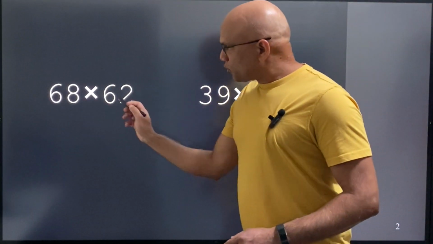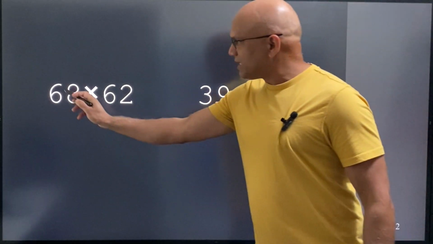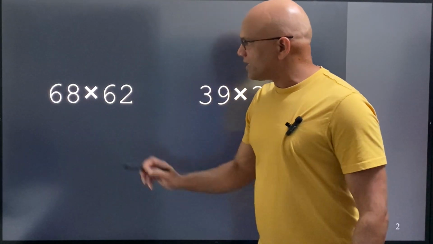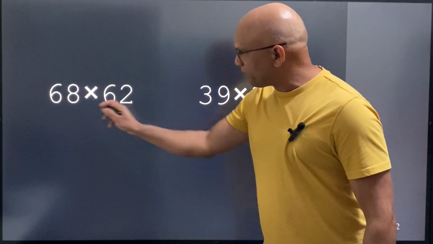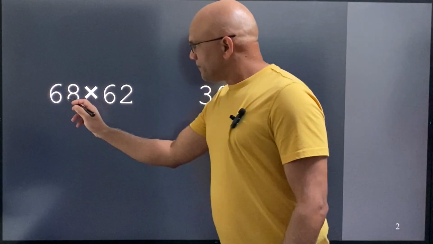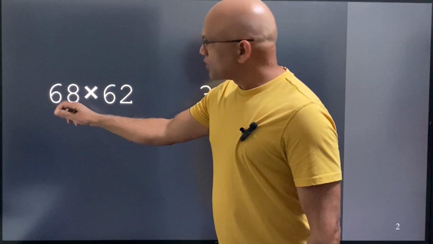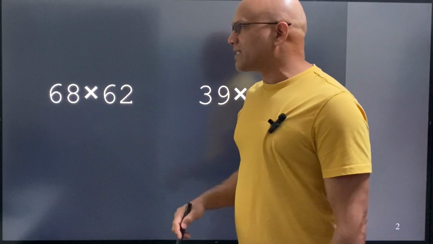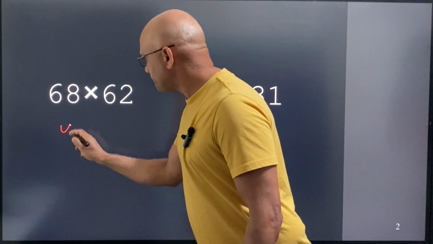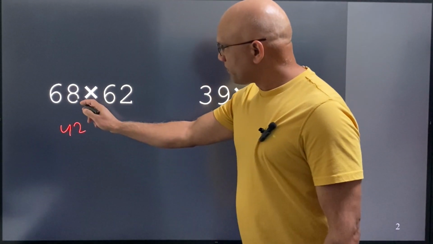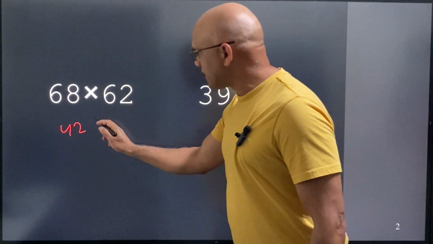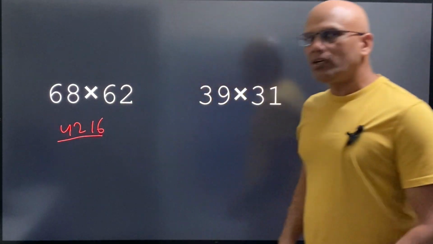So here I have two-digit numbers. The tens place is the same, 6 and 6. The units place add up to 10. 8 plus 2 is 10. So in this case, you multiply 6 with the next integer, that is 7. So 6 times 7 is 42, and then multiply the units place together. 8 times 2 is 16. That's it. So this is the result.